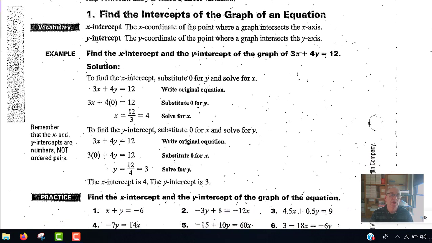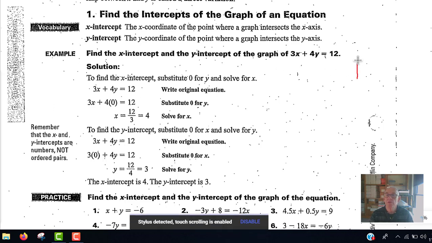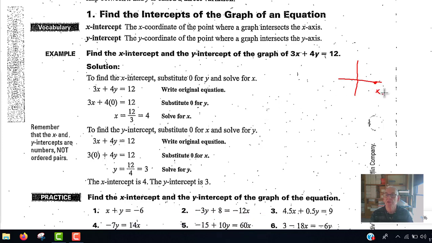When they talk about the intercepts, let me go ahead and sketch an example here. The x-intercept is where the line would cross the x-axis, or the point where we cross the x-axis. The y-intercept would be the point where the line would cross the y-axis. And once we get those 2 points, we can draw the line that connects them together, and we've got the line.